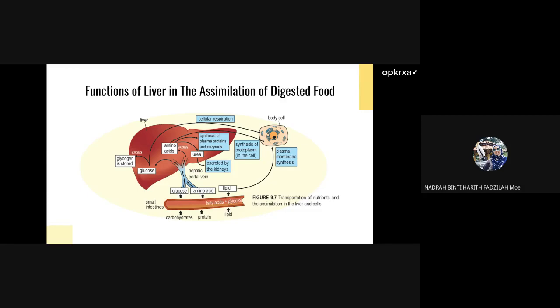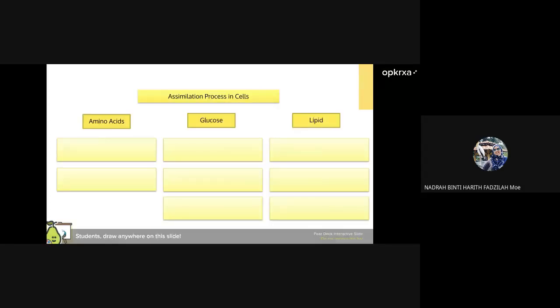Okay. So once glucose, amino acid and lipid arrive at the body cells, what are the assimilation processes for amino acids, glucose and lipid in the cells? Apakah proses-proses asimilasi asid amino, glucose dengan lipid bila dah sampai dalam sel? Sel guna untuk buat apa dan sebagainya lah.